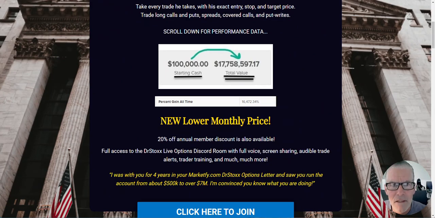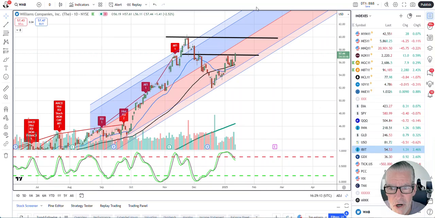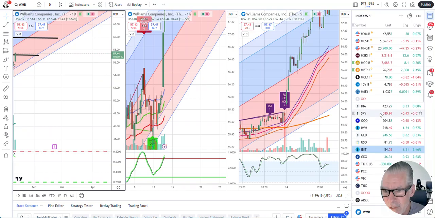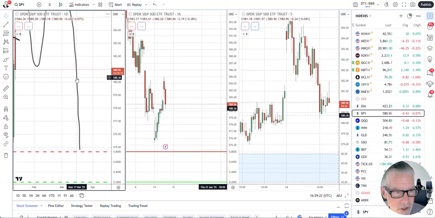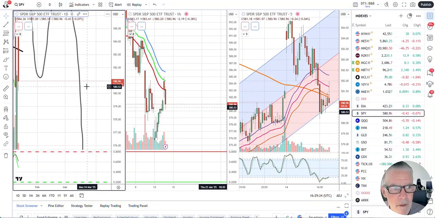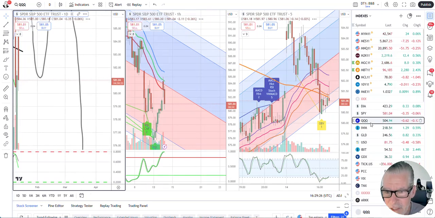All right, let's jump over to charts, and I'm going to show you my standard screen. Let me do this with SPY, just a good standard chart to begin with. Actually, I have a bunch of markings on there. Let's go to QQQ.